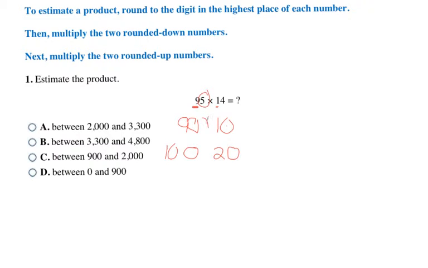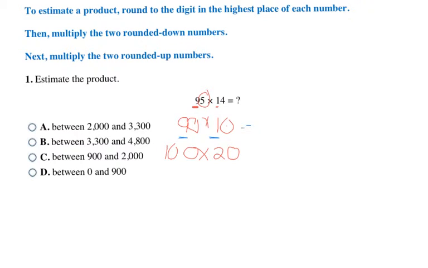Then I just take the two smaller numbers, 90 and 10, and multiply them. And I take the two bigger numbers, 100 and 20, and multiply them. The nice part about estimating is that when I'm multiplying numbers that end in 0, I can multiply the non-zero numbers. So in 90 times 10, that's going to be 9 and 1.